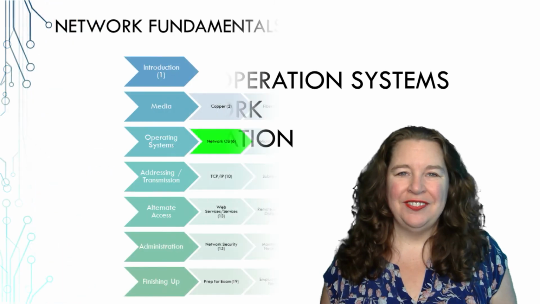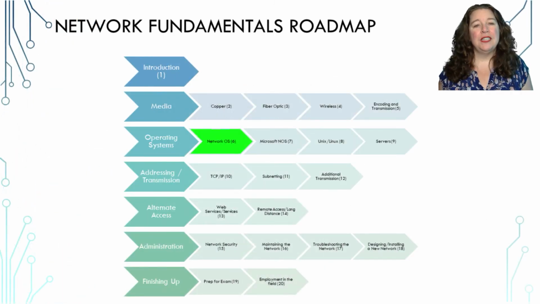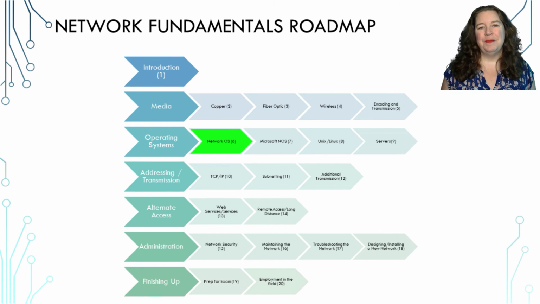Let's get started. So to look at our roadmap, you'll see that we finished our section on media, and now we're going to start working on operating systems. We're going to cover basic networking operating systems in this chapter, then talk about some specific ones. We're going to do Microsoft's network operating systems and Linux, and then talk about a little bit about servers before we move on. So hopefully that helps you to understand where you are in the course.